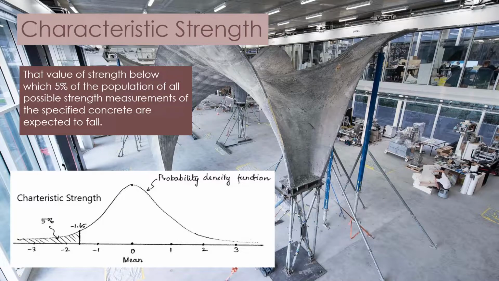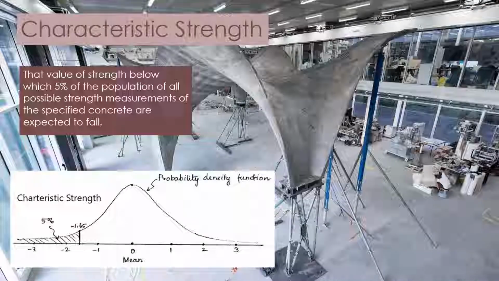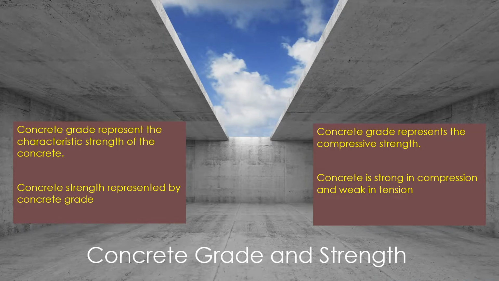So this characteristic strength is the representation of the concrete grade, or else we say concrete grade is this characteristic strength. This is the strength we consider during the design, and we have to make sure that strength is there at site during the construction. Generally, we test the concrete strength at 7 days and 28 days. Concrete grade represents the characteristic strength as we discussed previously. That is the norm we use in concrete construction.